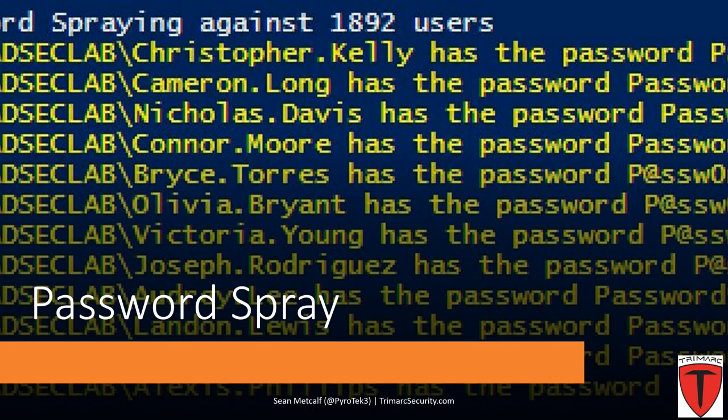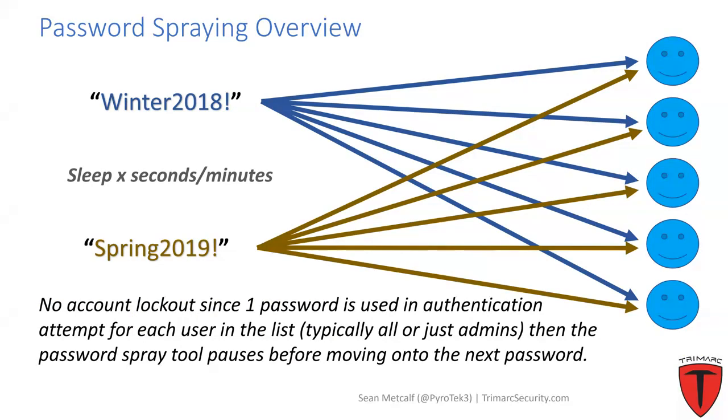Password spray. You've probably heard about password spraying. In a nutshell, password spraying is when an attacker takes a list of passwords that they want to try in an environment, like Winter 2018, Spring 2019. They're going to take this one password and they're going to attempt authentication as every user in the environment or every account that they care about in that Active Directory or that environment specifically. After they try one password, they're going to sleep for a certain amount of time and then they're going to try the next one. This is going to be based on the lockout policy in this environment.